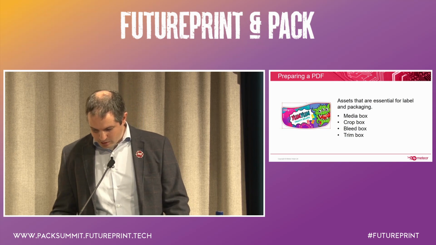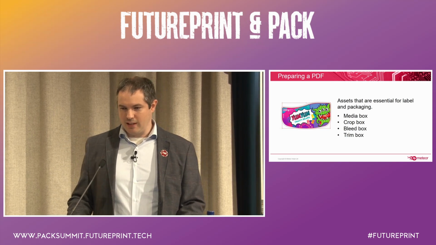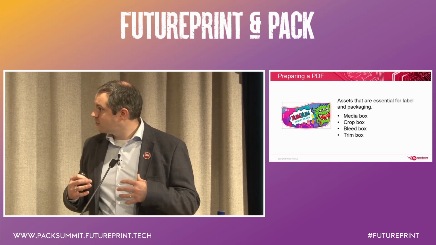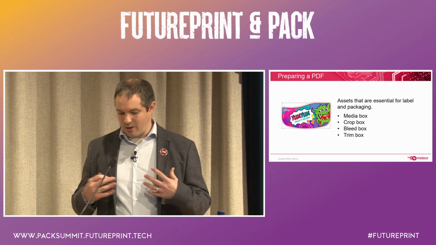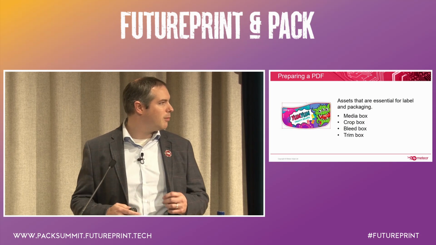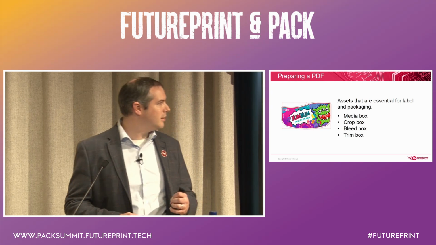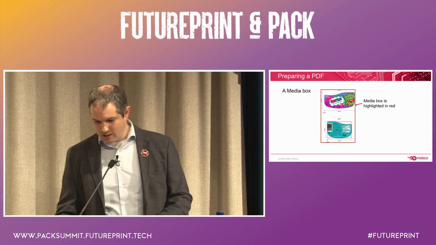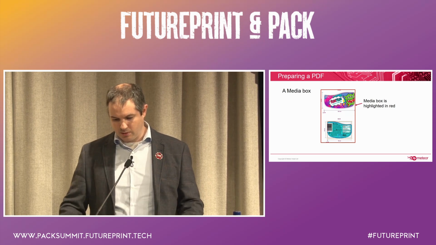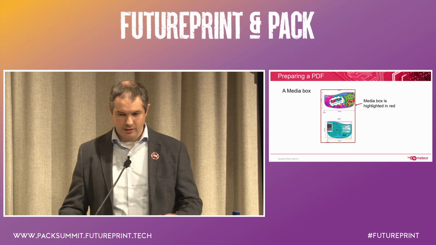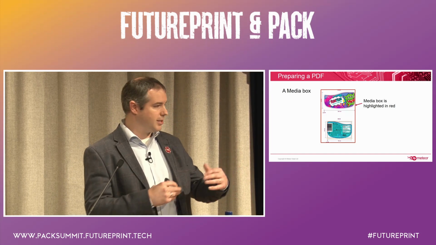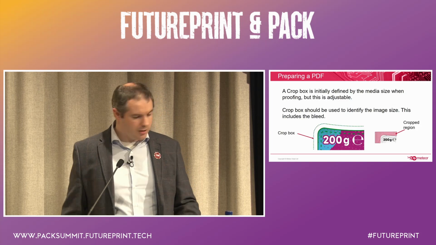Right, here's an example of a typical layout of a label. And what we've got here is a number of objects we group together, and we call them the assets. So we've got a media box, a crop box, a bleed box, and a trim box. So your media box is basically your page size. This is what's going to be defining the actual size of the print or page or web as it goes in. Then you've got your crop box.